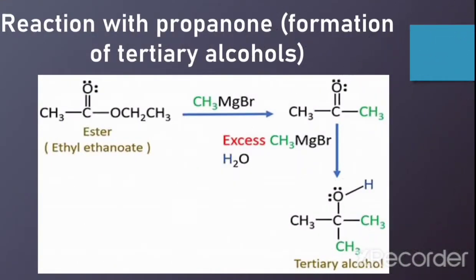So the other is the reaction of propanone with the Grignard reagent, and as a result, tertiary alcohols are formed. So we take our propanone, and we have our ethyl ethanoate, and it will react with the Grignard reagent, and we have acetone, and when we add an excess amount of Grignard reagent and water, we have our final product, that is tertiary alcohol.